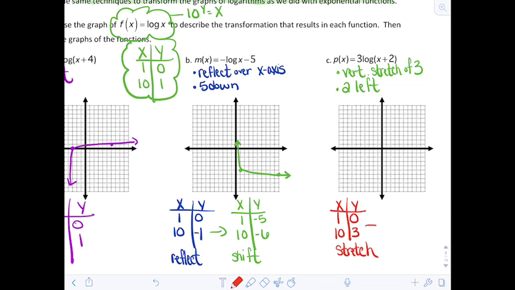After I stretch, I'm going to shift 2 to the left, and that will affect my x's. If I go to the left 2, then I'm subtracting 2 from each x value. So my y's stay the same, 0, 3. 1 minus 2 is negative 1, and 10 minus 2 is 8. So I have the ordered pair negative 1, 0, and 8, 3. So this slides it to the left 2 and vertically stretches it up. So the vertical asymptote here is x equals negative 2.